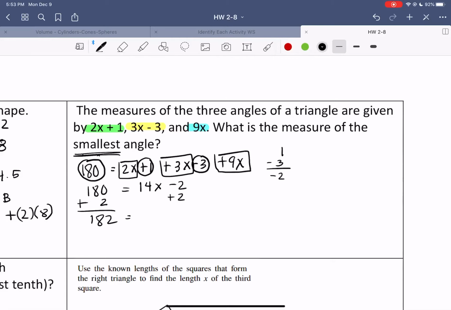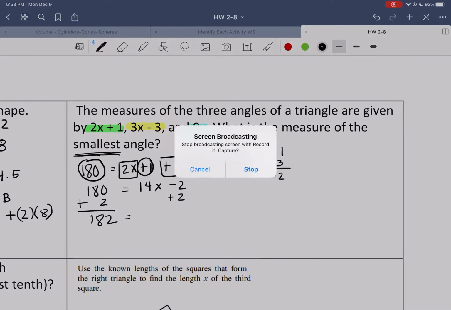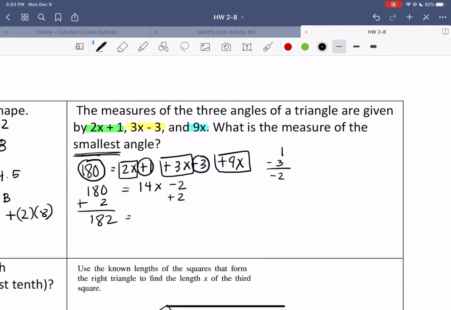Hold on, I did something wrong. 182 divided by 14. Sorry guys, so this is correct, 14x. I was dividing by 180. So our x is going to be 13.